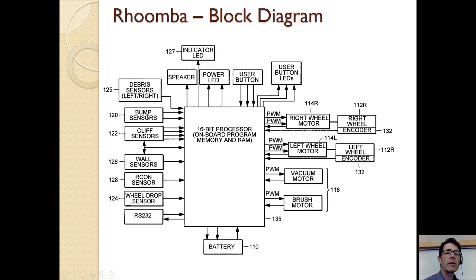And then you've got a bunch of sensors. A bump sensor can tell whether it hits a wall. Cliff sensors, as I mentioned before, if it hits stairs. I guess other wall sensors, a whole bunch of things like that. And then a battery running the whole thing. Okay, so that is the Roomba.